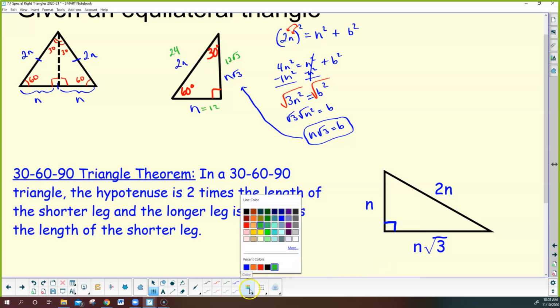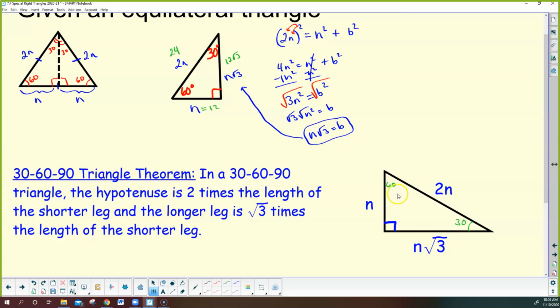So the thing we have to know is that the smallest side is n, and that will always be opposite the 30-degree angle. And then the 2n is always across from the 90, and the n square root of 3 is always across from the 60. So this picture is the same thing as we just wrote right up here. But this is kind of our formulas for the 30, 60, 90 triangle. I'll give you some time to write that down.